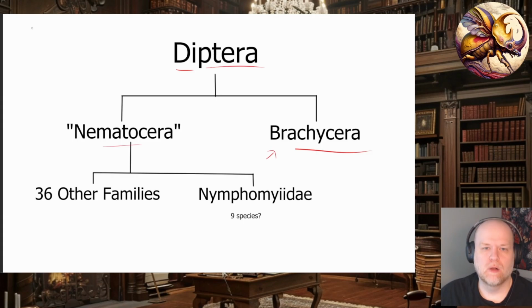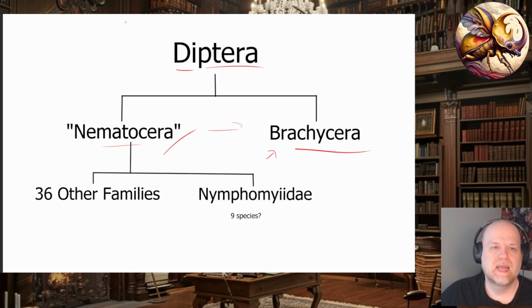The other group are the Nematocera. And Nematocera is not a real classification anymore, but people still use it because it's very helpful. These could be called the non-Brachycera flies. There's 36 families of them, and these are kind of known as the thread-horned flies. These are flies that have very thin, long, segmented antennae. They tend to have thinner bodies and thinner wings.